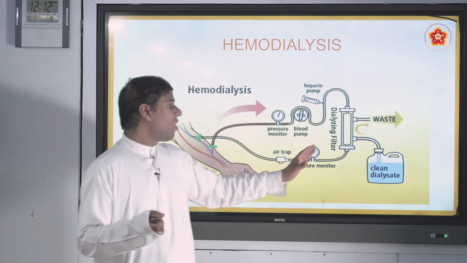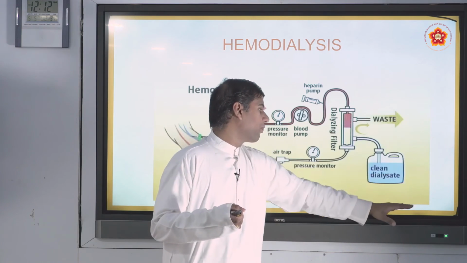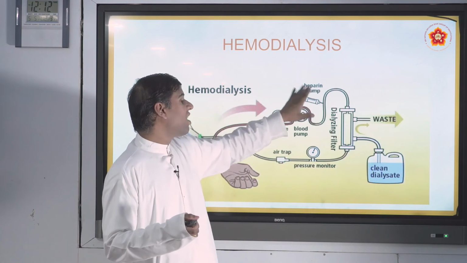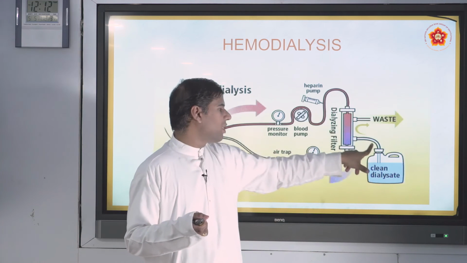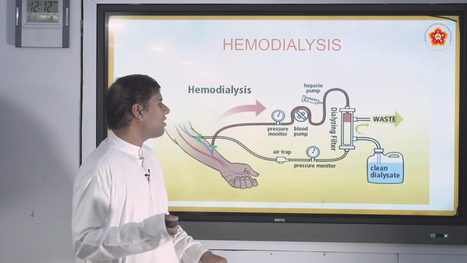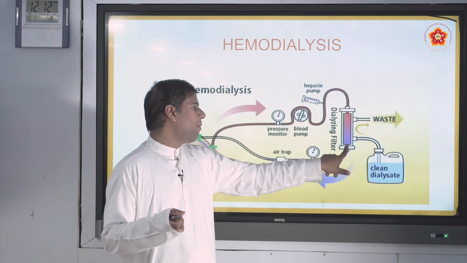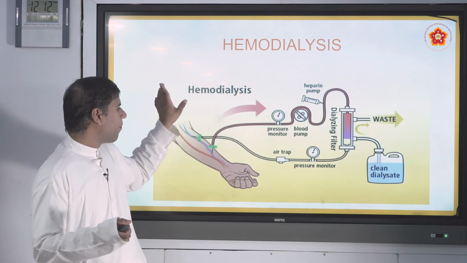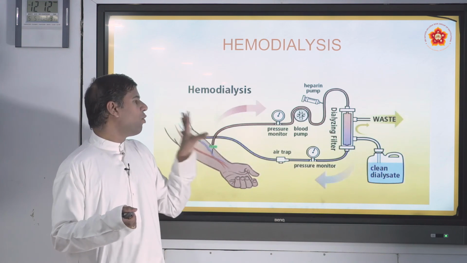That is taken and separated out here, and there's a dialysate, a clean dialysate which is again collected back here. Then the purified blood goes through this pressure monitor and is sent back here. So this is how the hemodialyzer works.